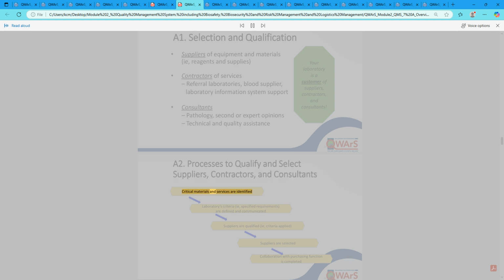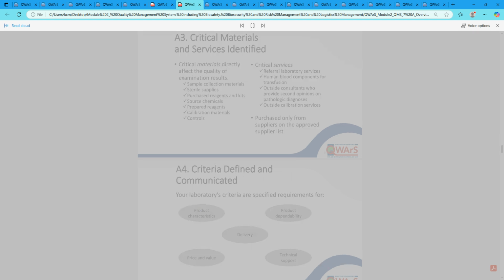Critical materials and services are identified. The laboratory's criteria, that is, specified requirements, are defined and communicated. Suppliers are qualified, that is, criteria applied. Suppliers are selected. Collaboration with the purchasing function is completed. 3. Critical materials and services identified.